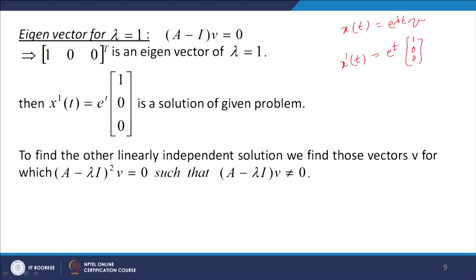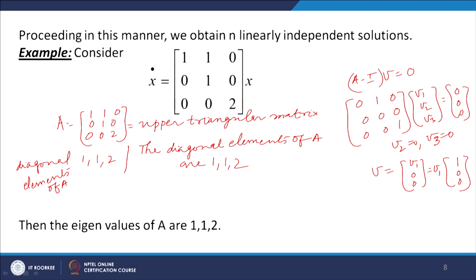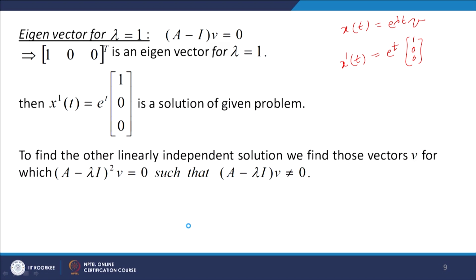Now, to find the other linearly independent solution, one solution we shall get corresponding to lambda equal to 2. But corresponding to lambda equal to 1 we have got only one linearly independent solution. So, let us find one more solution corresponding to lambda equal to 1. To find the other linearly independent solution, we find those vectors B for which (A minus lambda I) whole square B equal to 0 such that (A minus lambda I) B is not equal to 0, where lambda is equal to 1. This we are doing for lambda equal to 1.